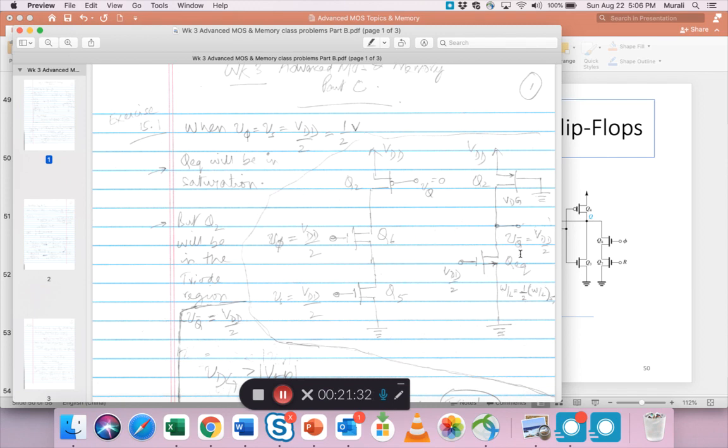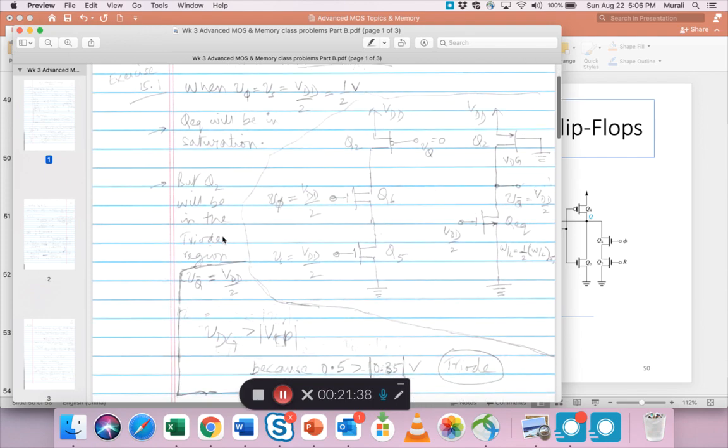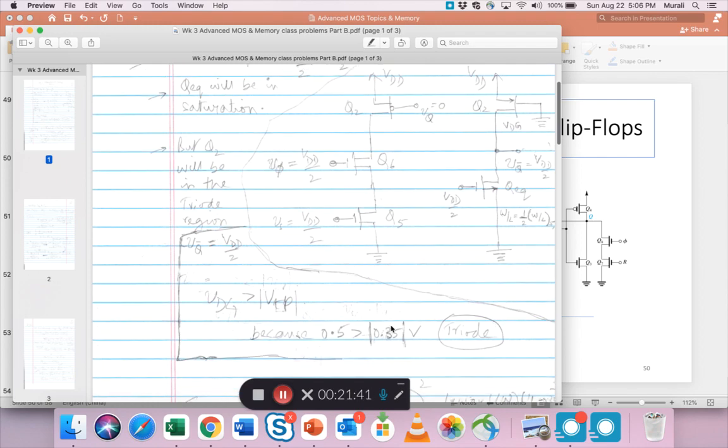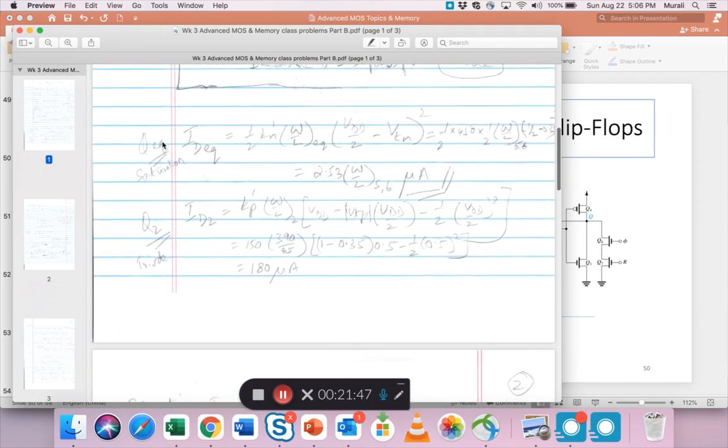In the previous example, we saw that that was also in triode. So we use the triode equation. Now, Q2, you can check, still stays in the triode region, right? This Q2 is still in the triode. This is in saturation. So I take the saturation equation for Q equivalent, write it like this, which comes out to be 2.53 W by L of 5 and 6 transistors. For Q2, I write the drain current equation. It comes out to be a good 180 microamps.